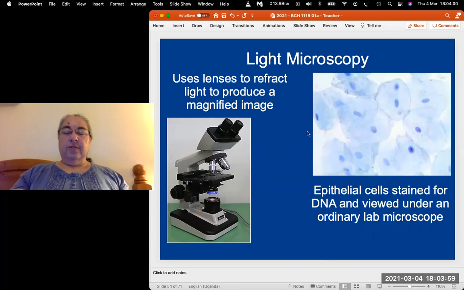So here is the sort of image that you can see very easily using a light microscope. These are some epithelial cells, some skin cells from the inside of a cheek, and they're stained with a stain specific for DNA and viewed under an ordinary lab microscope. You can see that the stain gives a blue color to DNA within the cells, and I hope that you won't be surprised to see that the DNA is concentrated within the cell. It's inside the nucleus of these epithelial cells.